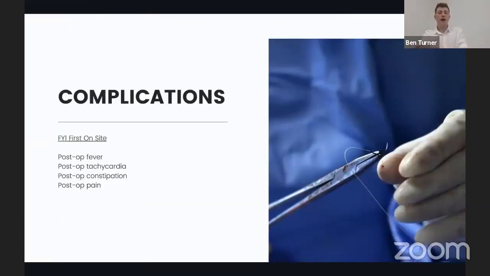Okay, so at the end of each session, we'll also go a little bit into the complications, okay? In this session, I'm going to deal with some really common presentations that you'll see post-op.